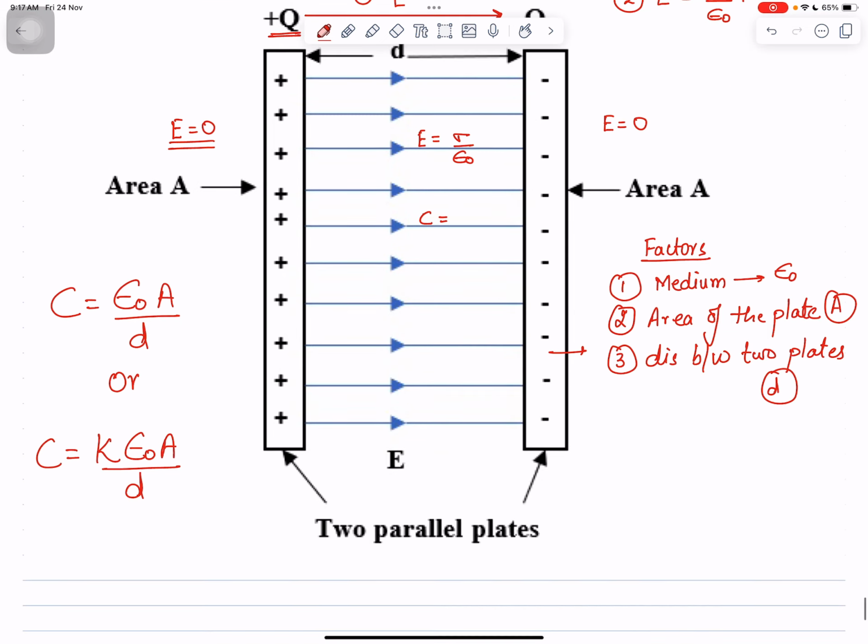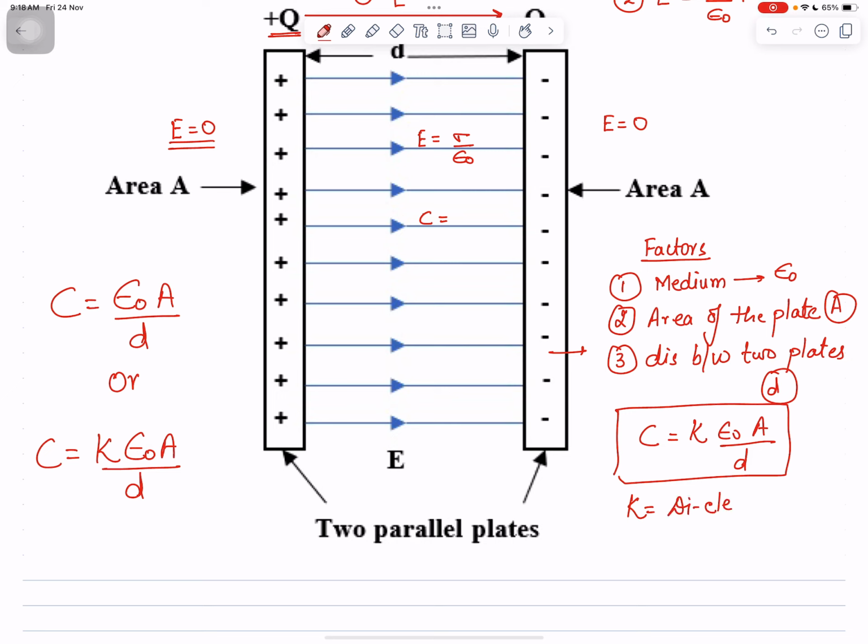If we combine all these 3 factors, then C is equal to K times epsilon naught A divided by D. What is K here? K is the dielectric constant. Okay, I will tell you how we can use all these things.